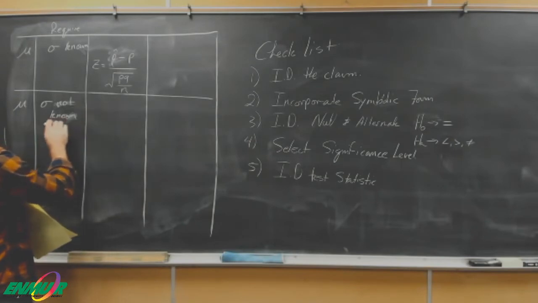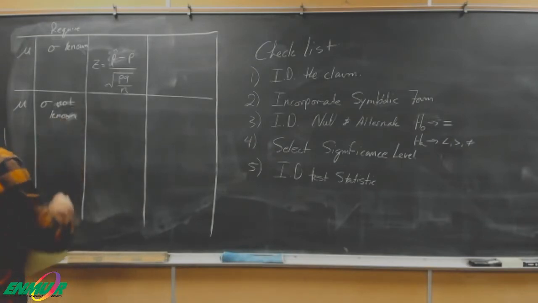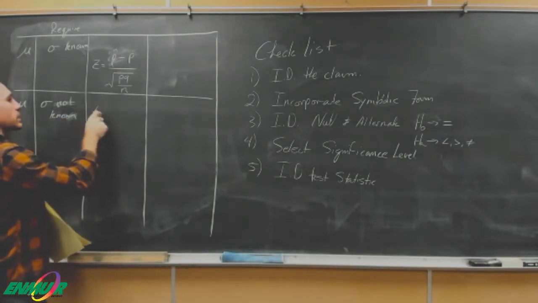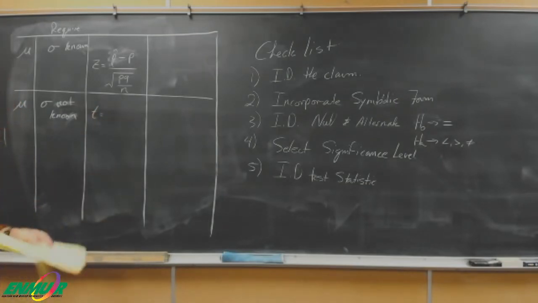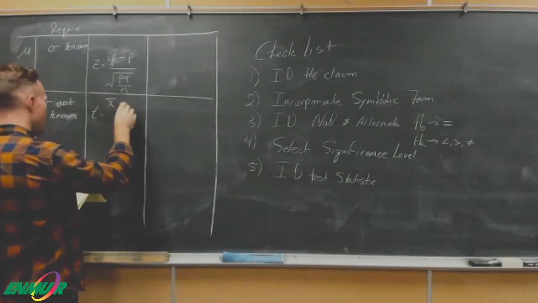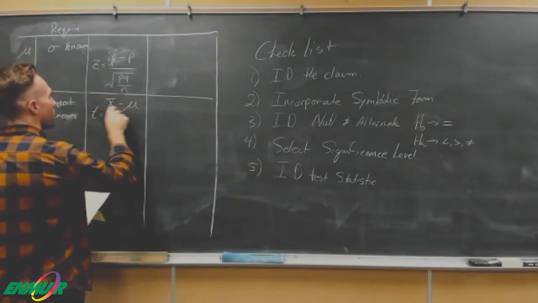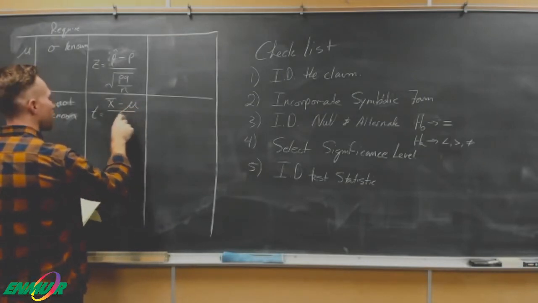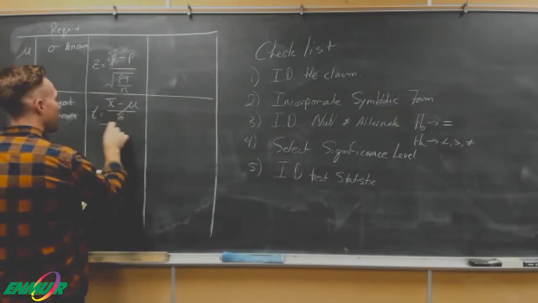If my delta is not known, that's going to push me to my t-value, my t distribution. That's going to be my sample mean minus my population mean, divided by the standard deviation divided by the square root of n.